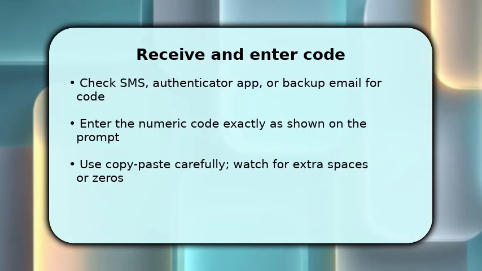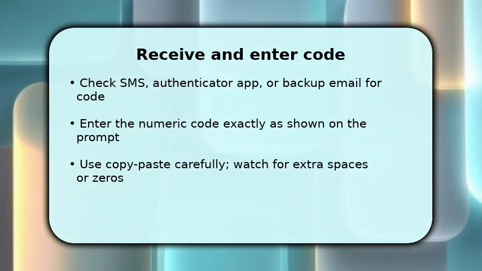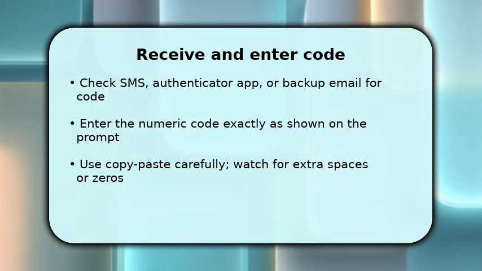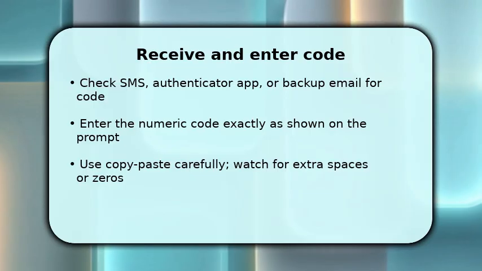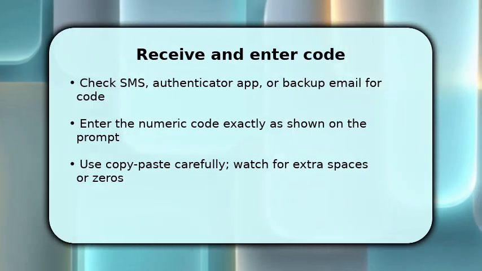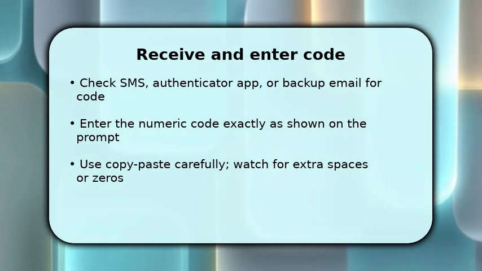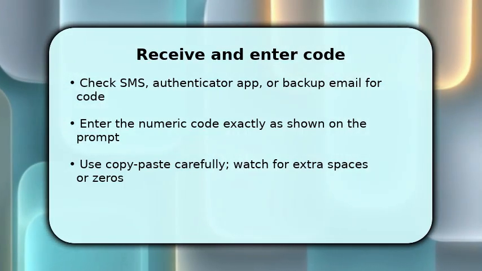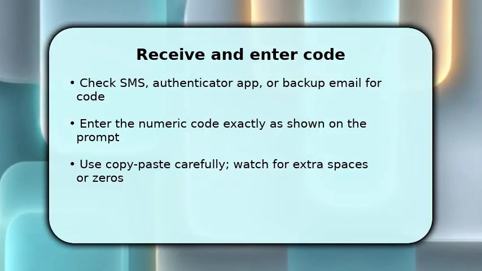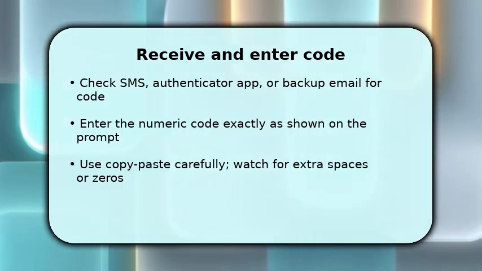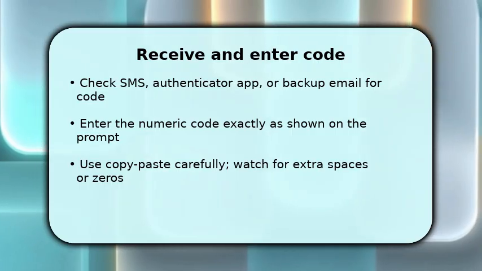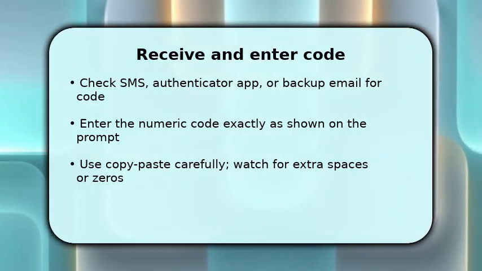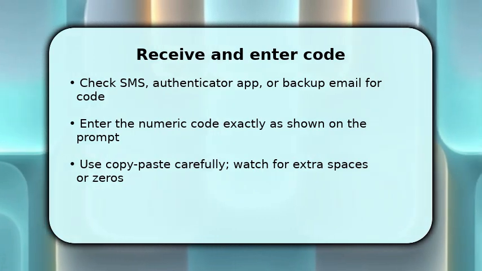When the code arrives by SMS, Authenticator app, or backup email, open that exact message and read the numeric sequence carefully, because a single-digit error prevents access. You should type or paste the code into Gmail's verification field. If you paste, make sure there are no extra spaces or characters. Once entered, hit Verify. If verification succeeds, Google will explain why it accepted the code and what changes, like session renewal, just happened, so you understand the outcome.